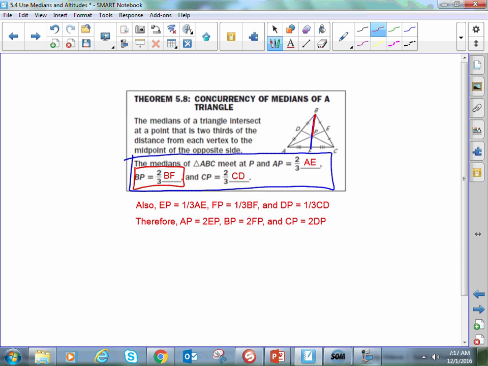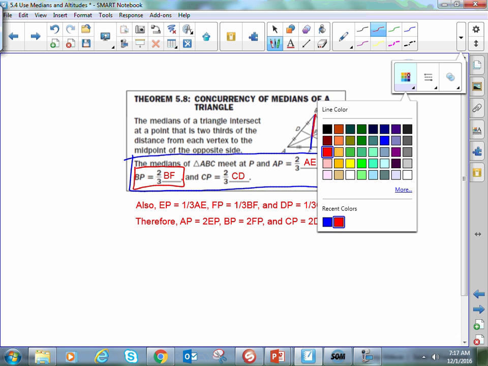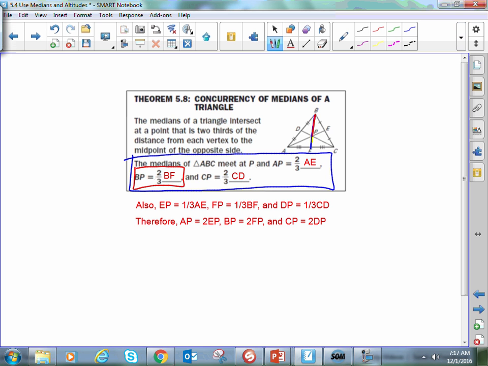The segment from the centroid to the midpoint is, so in this case, let me pick another color here. Let's see if yellow shows up okay. So now we're looking at this part right here. Well, that is a third of the whole thing because, if the larger segment in red is 2/3 of the median, then the remaining portion must be a third of the median. And that is a mathematical relationship that we can exploit.